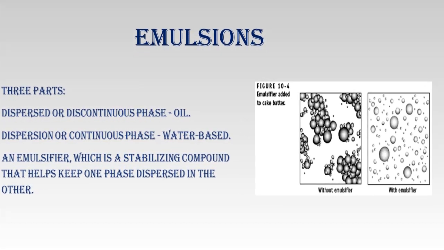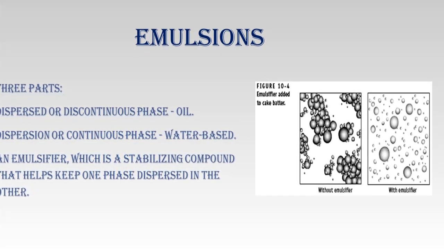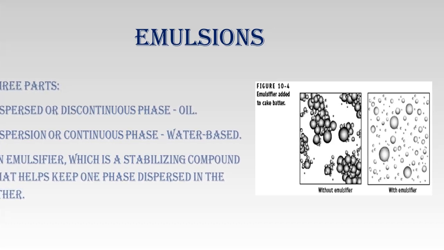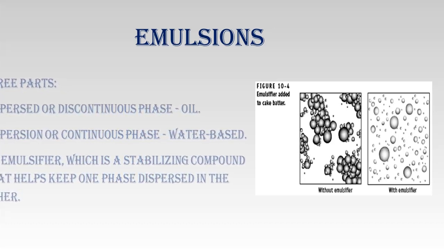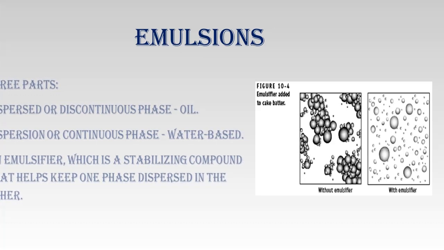There are three parts to an emulsion. The dispersed or discontinuous phase, usually oil. The dispersion or continuous phase, most likely water-based.